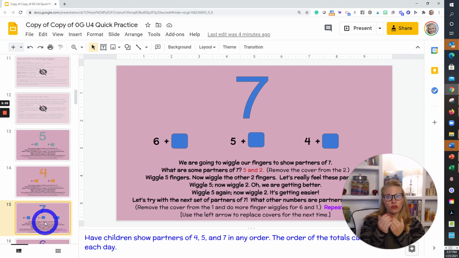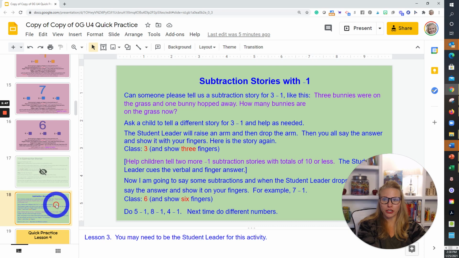And again, it's coming up with all the different partners, but feeling them in our finger wiggles. It's going to be tough in the beginning, just know that. It's going to be harder for them to do the finger wiggles. They will get better and they're going to do great with it. So you continue to do all of these partners.